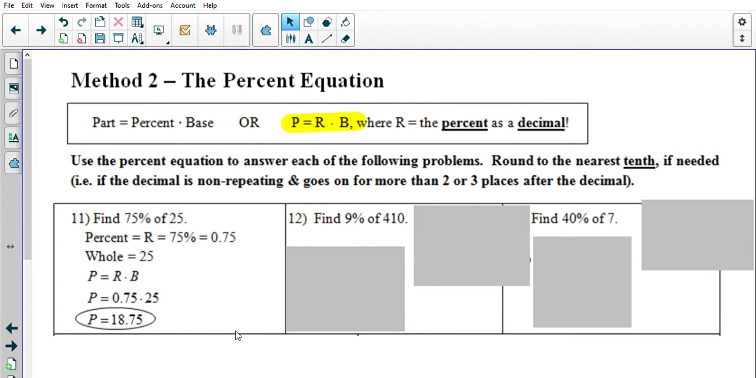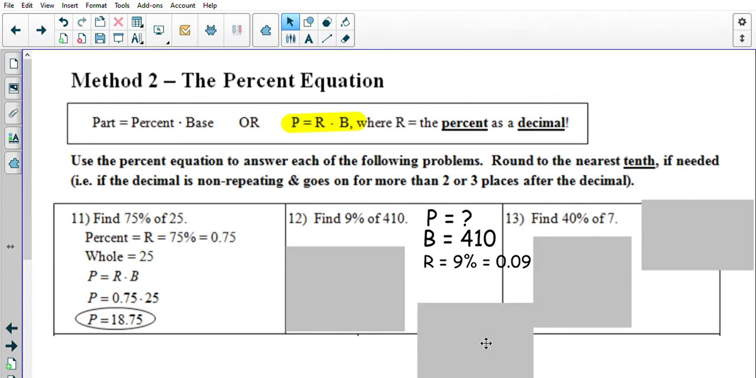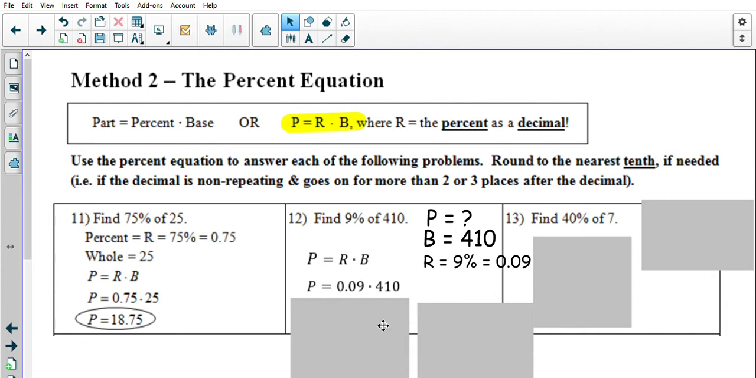I actually think the percent equation works really well for problems like this, where you're asked to find a percent of a number. It's very simple. You're just multiplying some numbers. You don't have to do a lot of solving. So number 12, very similar to number 11, find 9% of 410. In this case, the part is my unknown, our base is 410, and our R, or percent, is 9%, which is 0.09. So for P equals R times B, I'll replace R with 0.09 and B with 410. So in our calculators, you'll do 0.09 times 410. No need to solve anything here. That will get us 36.9. 9% of 410 is 36.9.